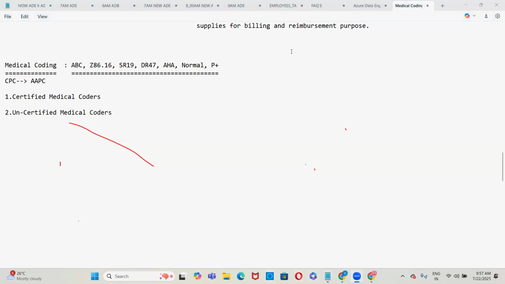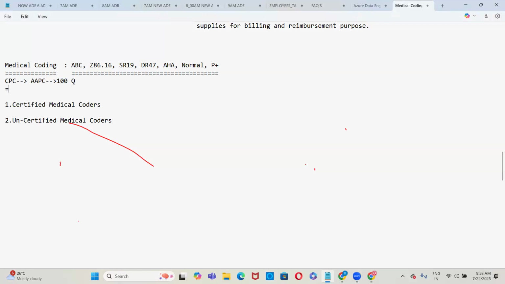The American Academy of Professional Coders conducts this examination, which will have 100 questions. How to prepare for these 100 questions based on the various parameters, and how we are going to crack this examination, is the only thing we are going to do right now.